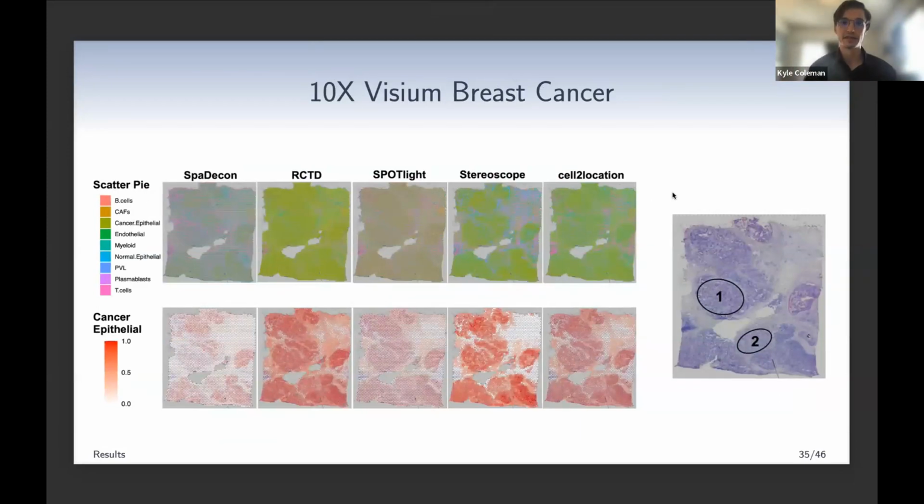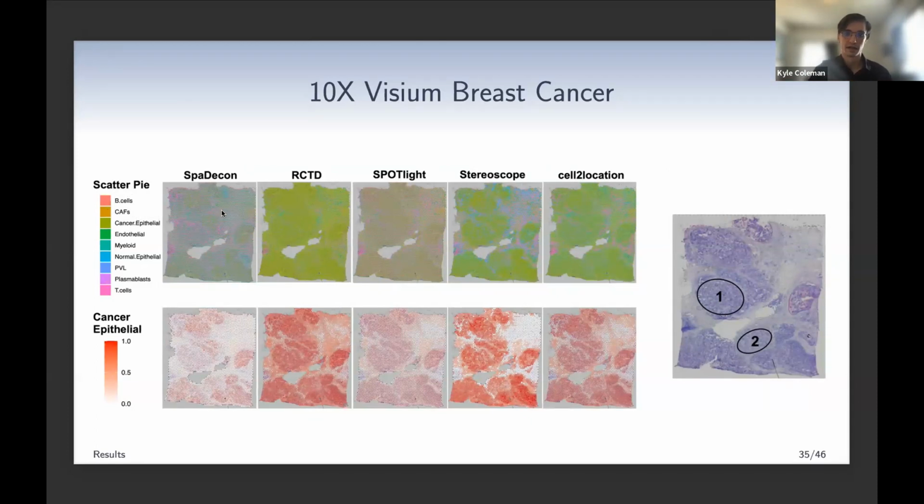All right, and the next data set that I have results for is a breast cancer tissue section that was also analyzed using the 10x Visium platform. On the top here, I have what are called scatter pie plots for each of the methods, which color each spot as a pie chart according to the estimated proportions of these different cell types in that spot. So each spot has however many colors there are cell types, and each spot is colored according to the estimated proportion of each of these cell types in that spot.